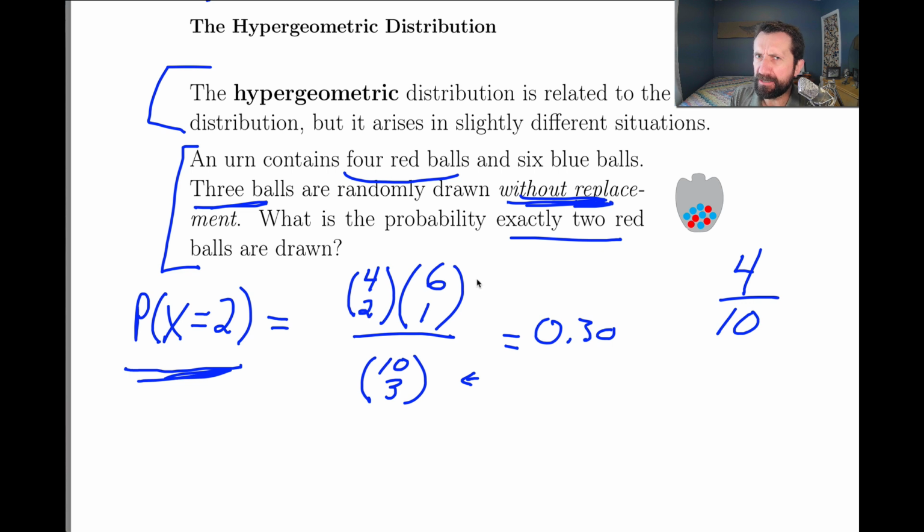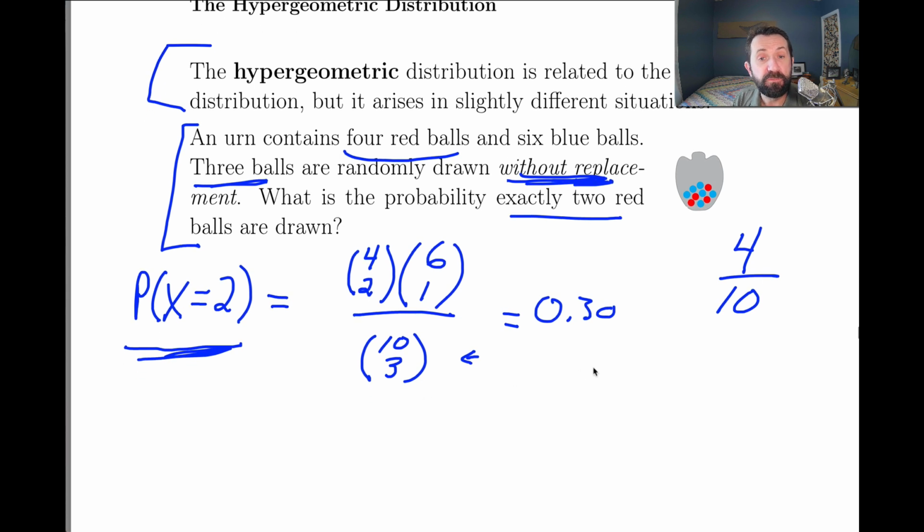Now, we might notice one thing here. 4 plus 6 is 10. 2 plus 1 is 3. It's going to be like that in the formula, and it's going to be like that when we do this. So it's something to take note of as we go.